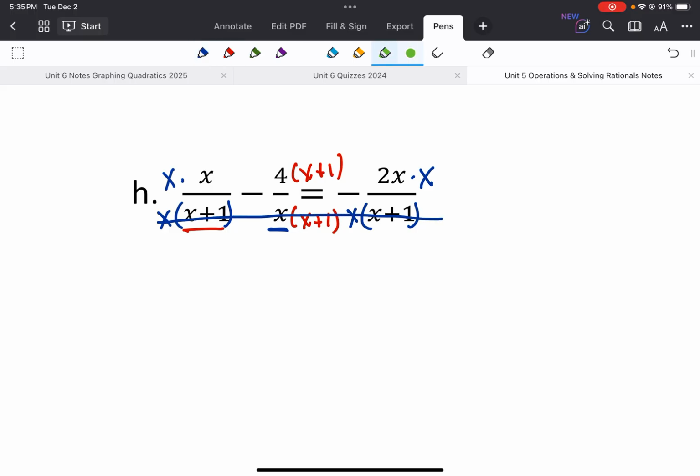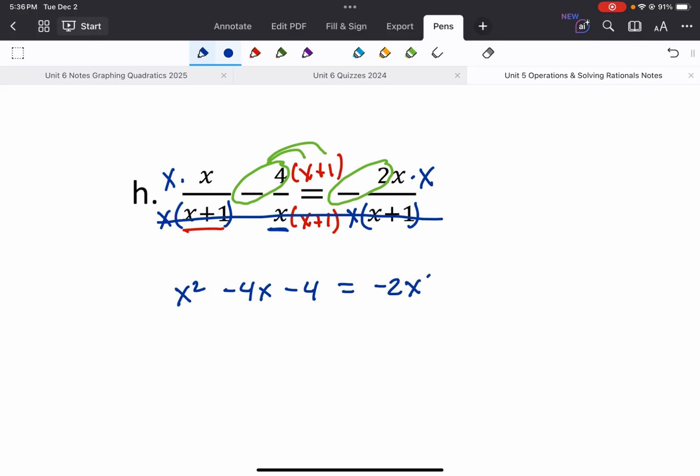Again, here is a common mistake. There's this negative, and that kind of goes with that 2. Also, another thing is we have a negative 4 here. When we distribute, that negative should go with it. Okay, so here we've got x squared, and then we'll have negative 4x minus 4 equals negative 2x squared.